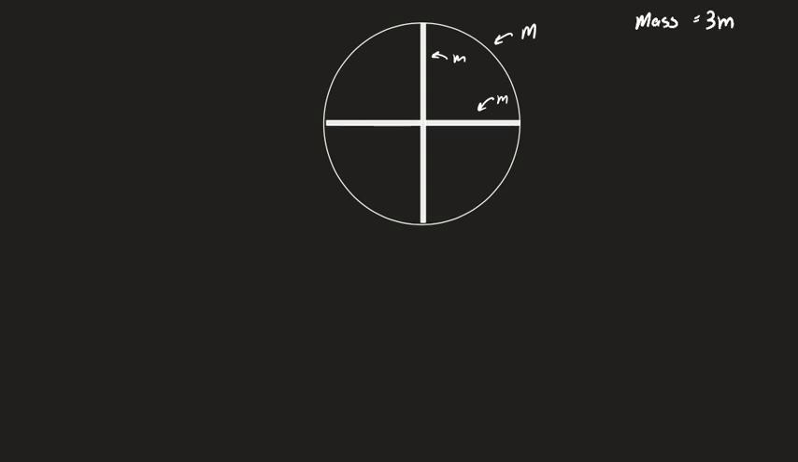We good with that? Everybody understand what I just did? Each thing had the same mass. However, one of these was a disk. Its moment of inertia is mr squared.